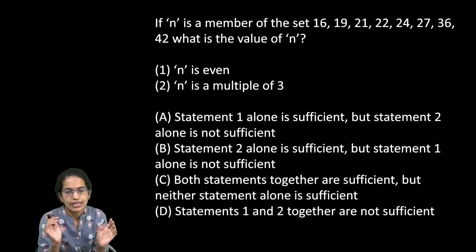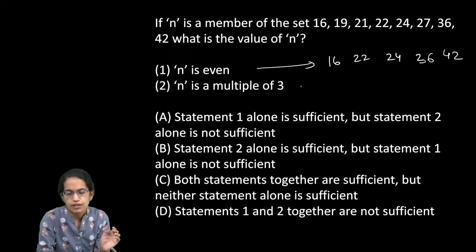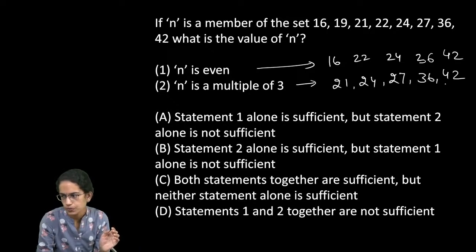Now, if n is even, what could be the values from the given set? It could be 16, 22, 24, then 36 and 42 if n is even. If n is a multiple of 3, it can be 21, it can be 24, 27, 36 and 42.